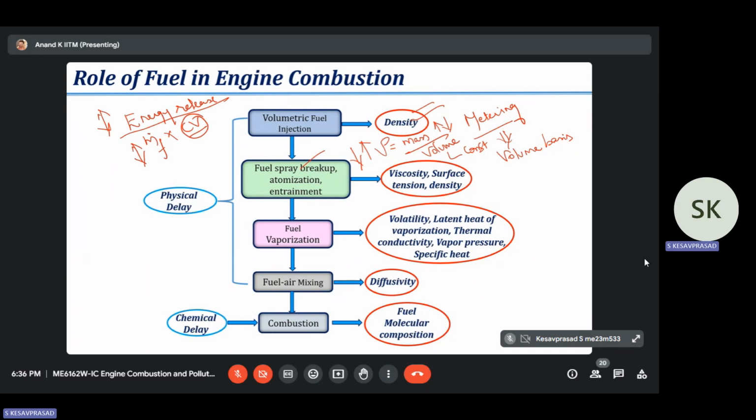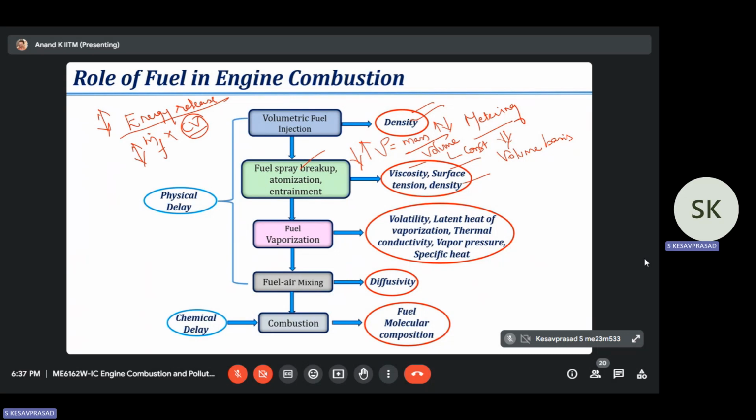Then comes the other process which I have just now discussed. You have breakup, atomization, and air entrainment. These processes happen one after the other in a sequential manner. And these properties, viscosity, surface tension, and density, affect these processes. These are fundamental fuel properties. Viscosity is a measure of resistance to the free flow of fuel. You know how water flows and how oil flows. Oil is highly viscous compared to water. And surface tension decides the breakup event. When the fuel has a high surface tension, it will resist the breakup.